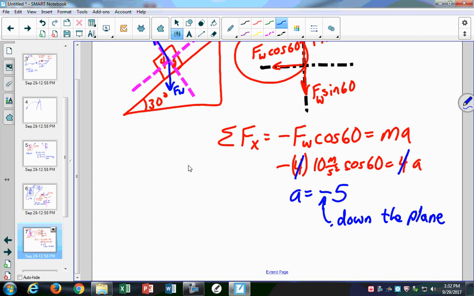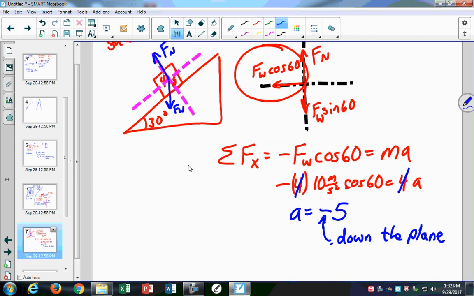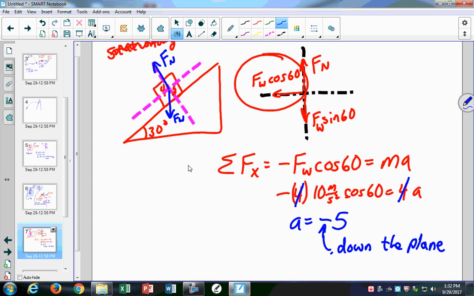No, I know that. I mean, why didn't you use Fw sine 60 instead of Fw cosine 60? Right here, you mean? Right. I wanted to know how fast it was accelerating along the plane, and along the plane is my x-axis. So that's why I used the Fw cosine 60.